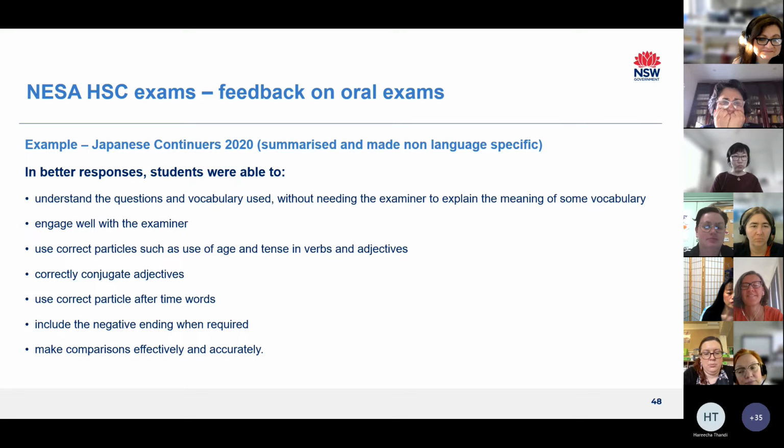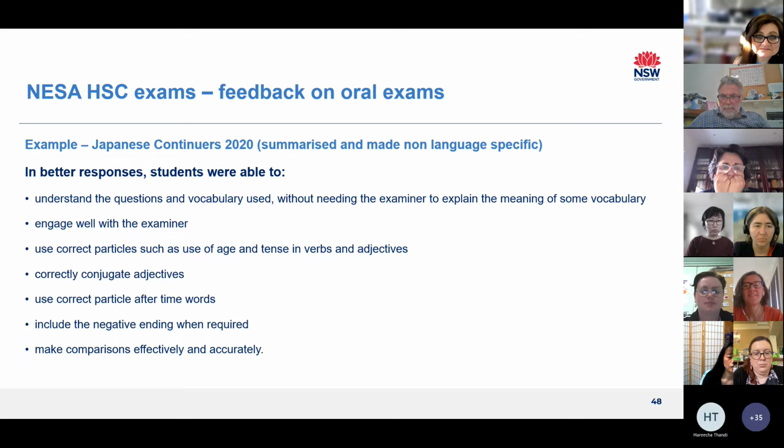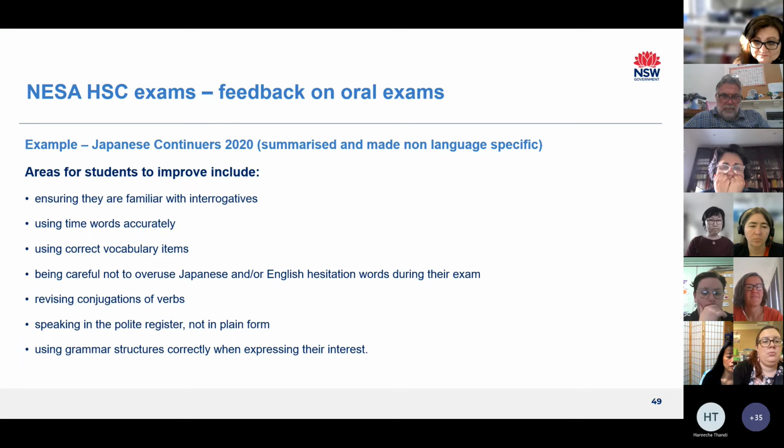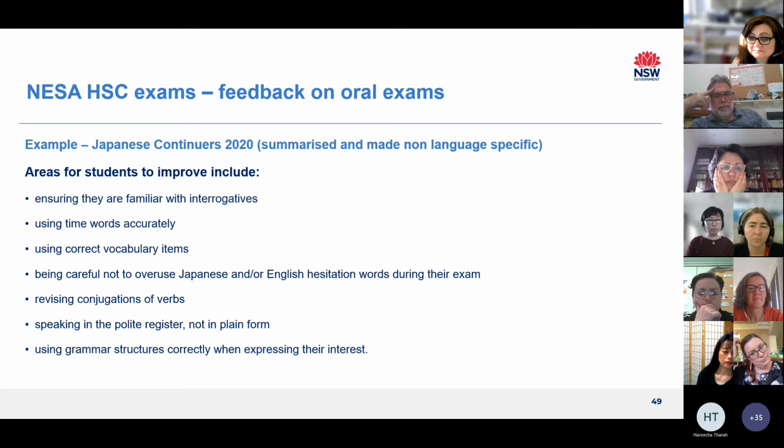This slide's an example of what students were able to do in better responses. Again, really useful. You look at your language and if you look at the feedback that NESA provides, it's very helpful. And this one is where students can improve. Consider providing what better responses included and areas for students to improve to your students as a kind of checklist to ensure that they're confident with these structures. And this feedback is across all skill areas. It's very, very helpful on the NESA website.